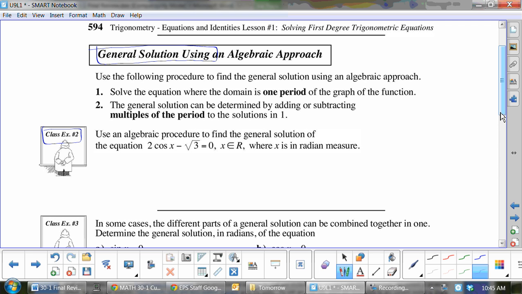Now, first of all, you're going to start doing these. And they look pretty scary at first. Like, huh? I'm supposed to find x from that thing? But if you do a little algebra, you'll notice one thing all the time. So what I'm going to do is add root 3 to both sides. So I would get 2 cos x equals root 3. Then I'm going to divide by 2. Cos x equals root 3 over 2.